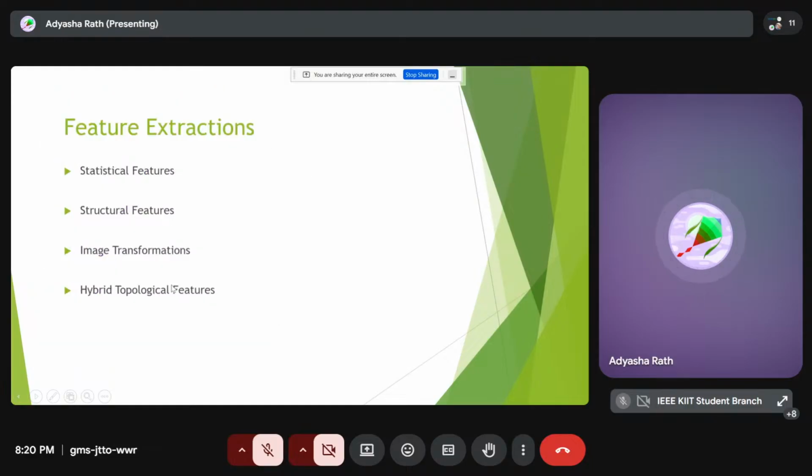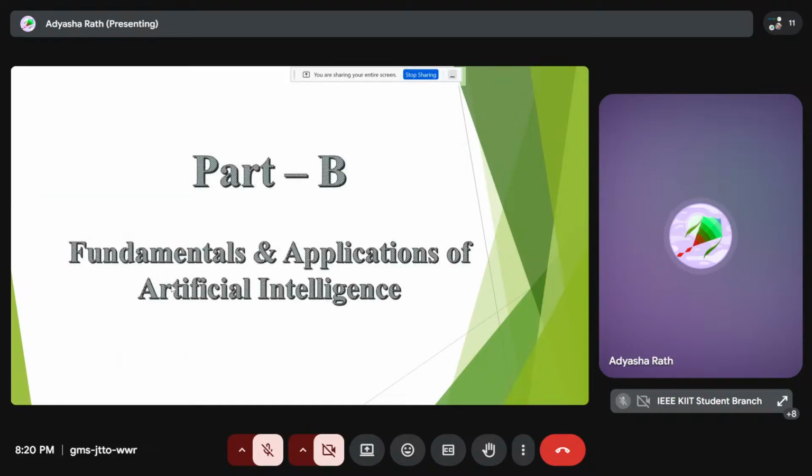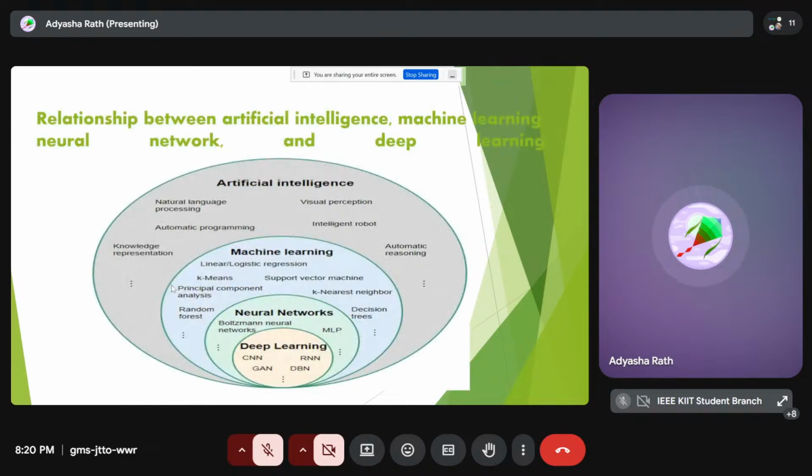So we already discussed different types of feature extraction, like statistical features, structural features, image transformation features, and hybrid topological features. Classification like ANN, support vector machines, hidden Markov models, quadratic discriminant functions, nearest neighbor classifiers, deep learning and convolutional neural networks. And in part B, I kept the fundamentals and applications of artificial intelligence. You know very well that everywhere we are talking about AI, ML, neural networks, and deep learning.